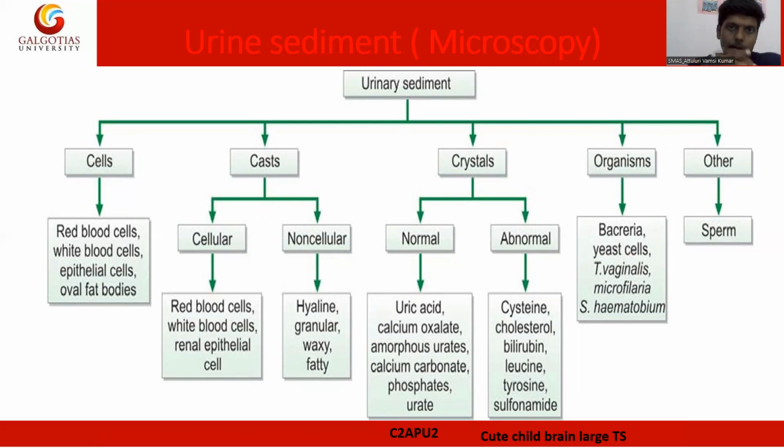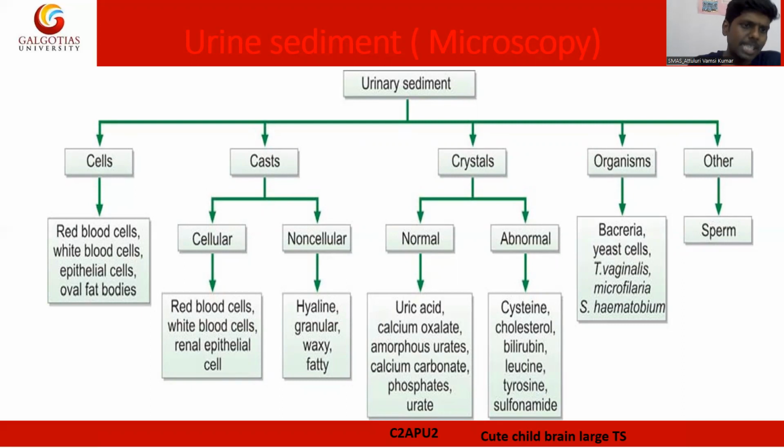So in the urine sediment, first you take a test tube, add 1 ml of urine, and centrifuge it. Upon centrifuging, you will get a sediment, and with that sediment you will make a smear and observe it under the microscope. In the microscope, we can detect cells, casts, crystals, microorganisms, and other things.